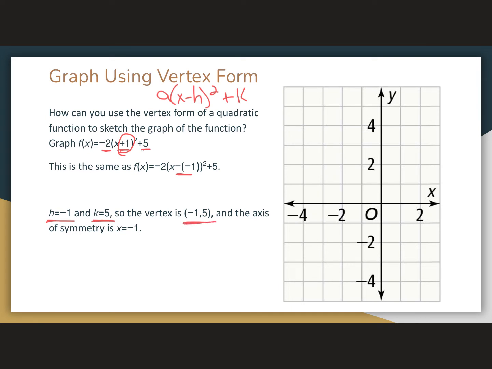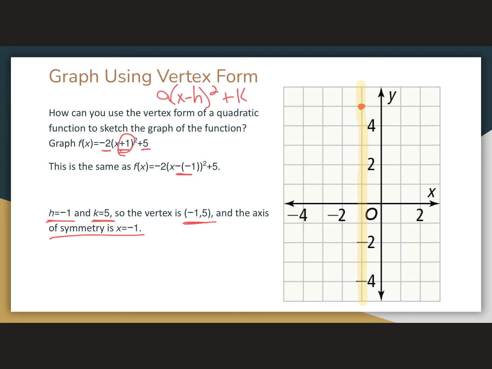So I'm going to cover my graph. I'm going to go to -1, 5, and I'm placing my point there. That is my vertex. I also know that my axis of symmetry is x equals -1. So I'm just going to highlight my axis of symmetry so we can see where it is. This is my axis of symmetry.